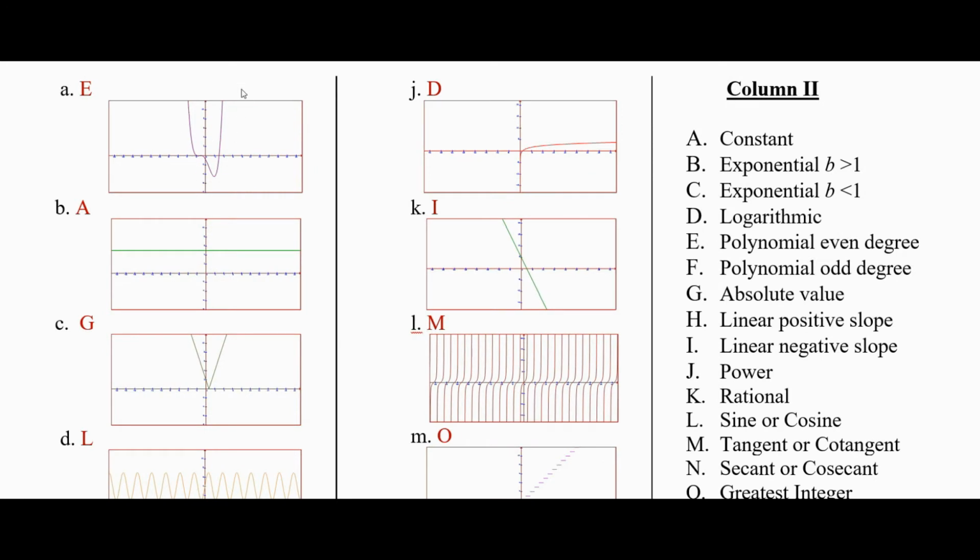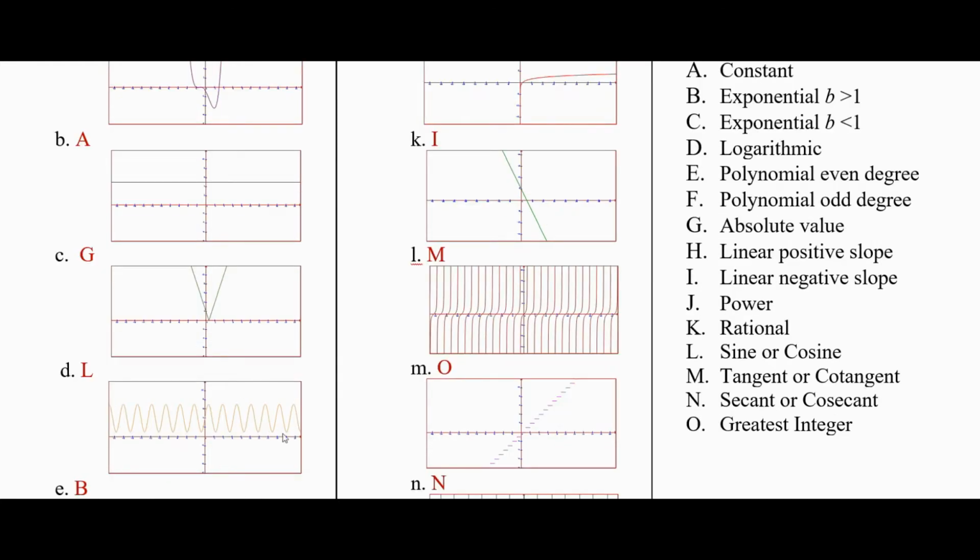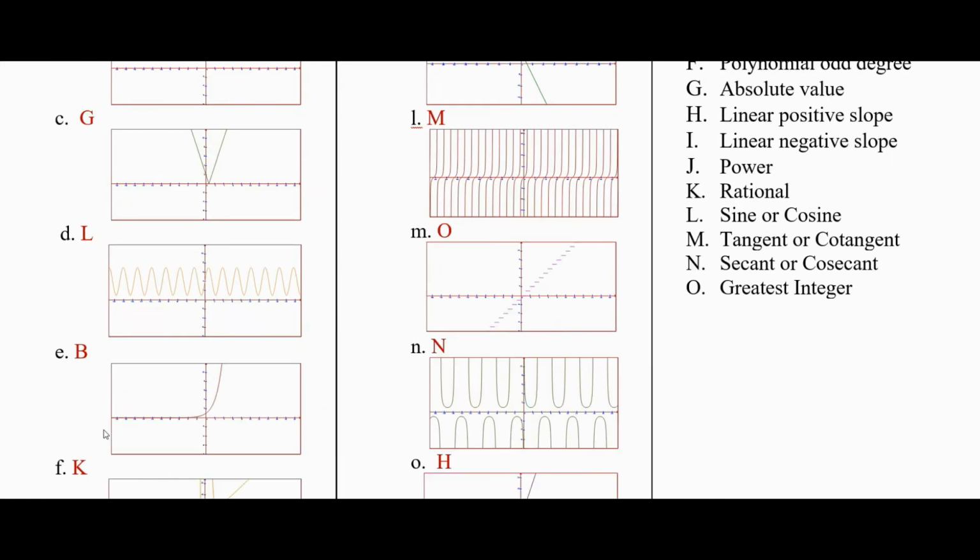So if we look at this, it looks like this might be a polynomial function of even degree with a positive leading coefficient. So that's e. That's a constant function, a horizontal line. So that's a. That looks like a sharp corner, which is indicative of an absolute value function, like the absolute value of a linear function. G. L, that's like a sine or a cosine wave there. It's been maybe modified a little, shifted up or whatever. That is a sine or cosine, that's L.